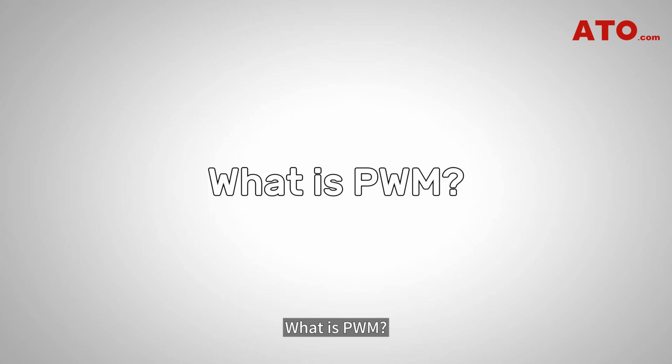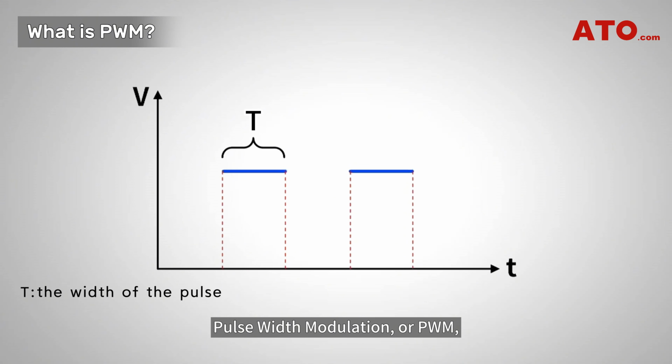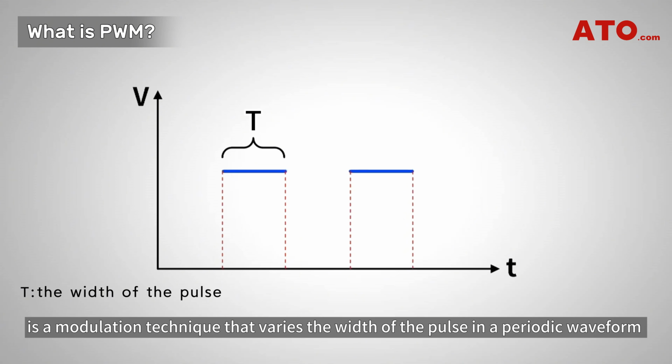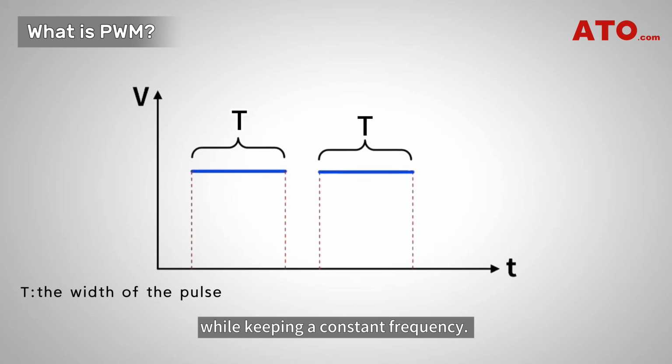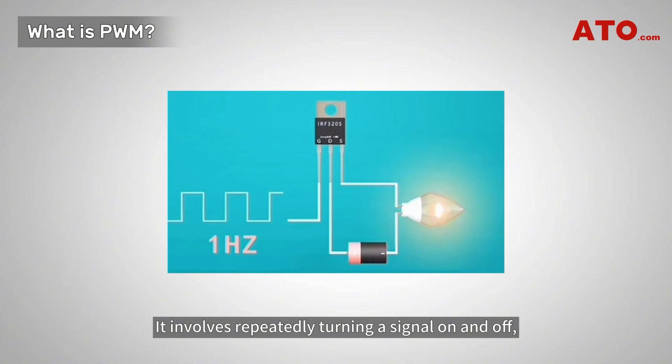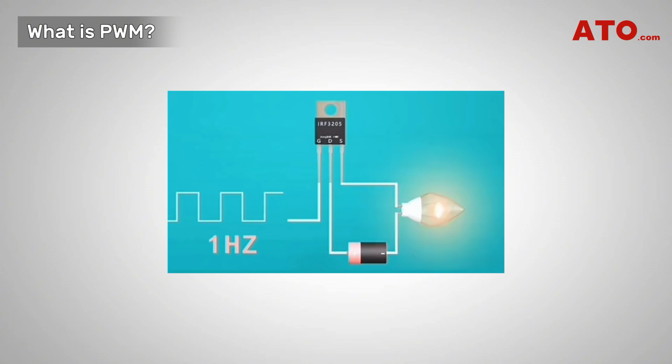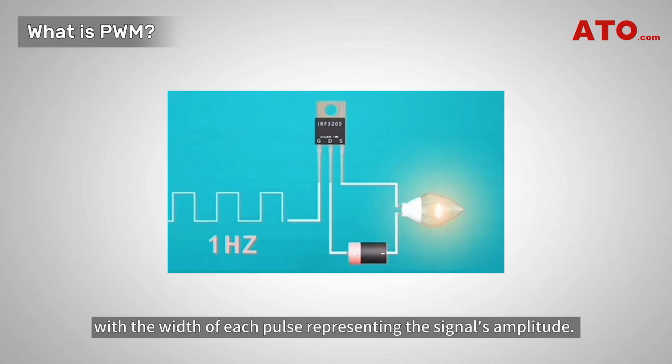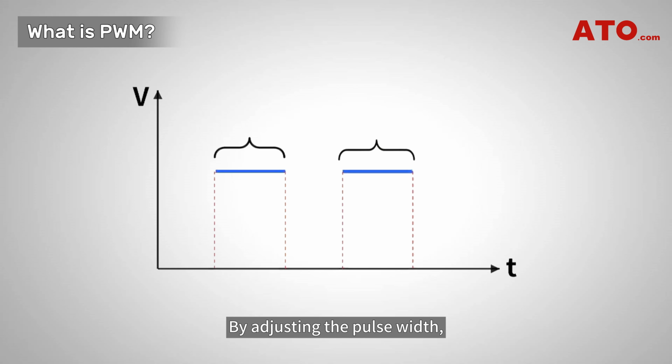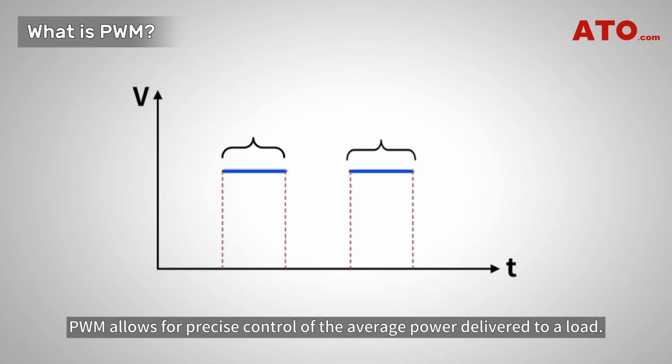What is PWM? Pulse width modulation, or PWM, is a modulation technique that varies the width of the pulse in a periodic waveform while keeping a constant frequency. It involves repeatedly turning a signal on and off, with the width of each pulse representing the signal's amplitude. By adjusting the pulse width, PWM allows for precise control of the average power delivered to a load.